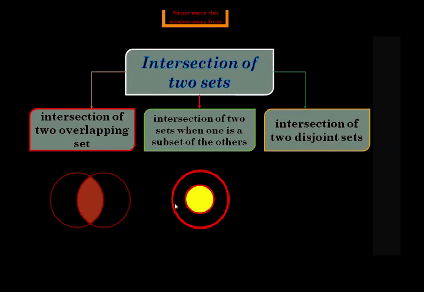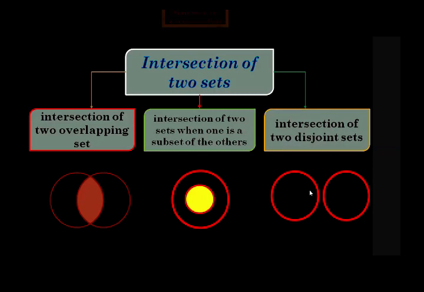sub and superset. This is the sub and superset Venn diagram. And the last one is disjoint sets. This is the intersection of two disjoint sets. No common elements in the intersection, so we will not shade any circle or any part of the circle.